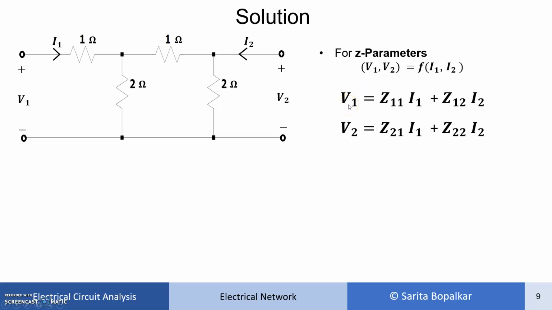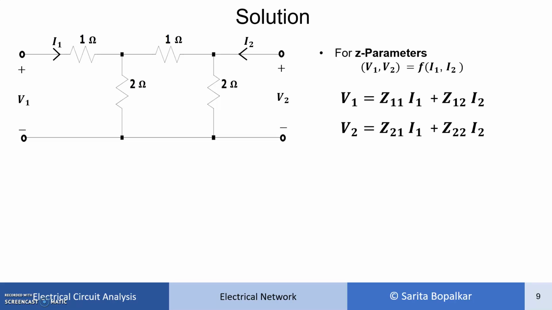These are the standard equations of Z parameter. V1 is equal to Z11 I1 plus Z12 I2 and V2 is equal to Z21 I1 plus Z22 I2. That is, V1 and V2 are expressed as a function of I1 and I2. And we have to find this Z11, Z12, Z21, Z22. Now there are two different methods available.